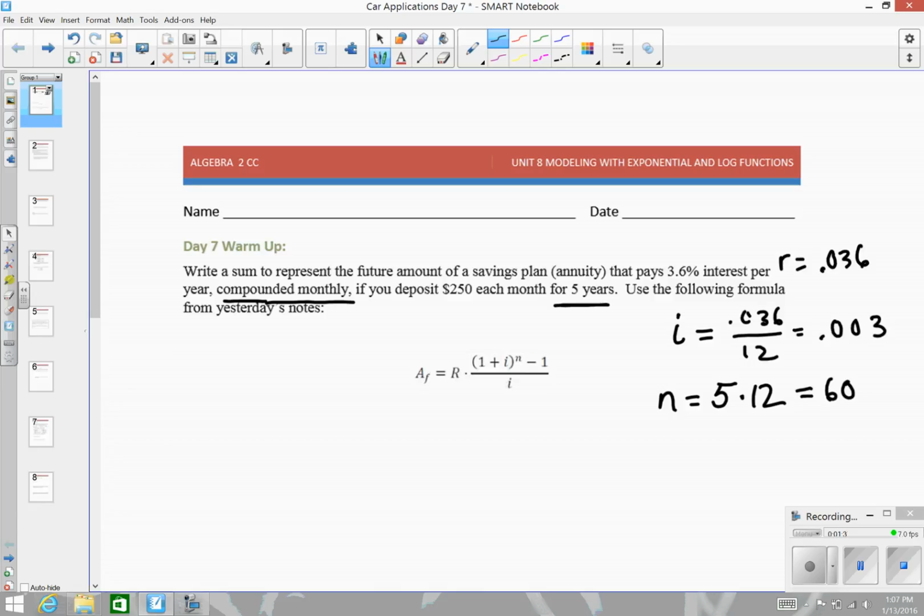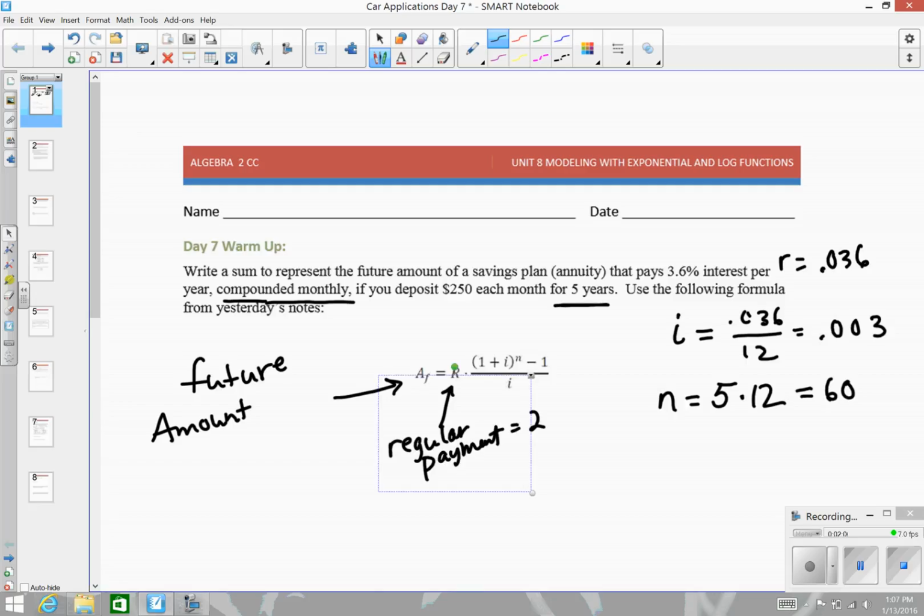So here's the formula that we have to figure out how much our money is going to be worth in the future. So this A of F, that is our future amount. And you're going to want to keep this formula handy because we're going to be using it throughout this lesson. Future amount is going to be equal to whatever our regular payment is, that's R, so that's our regular payment.